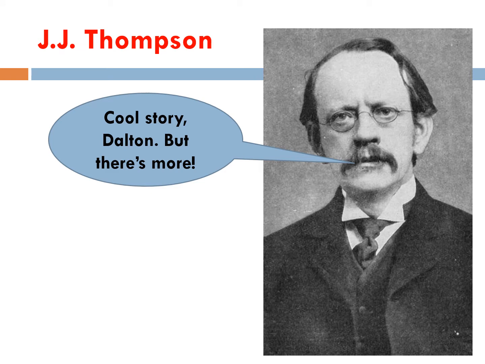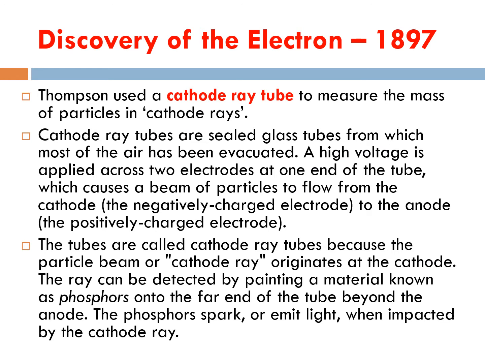So J.J. Thomson comes along and says, wait, there's more again. So he discovered the electron in 1897. He used something called a cathode ray tube to measure the mass of particles in cathode rays.